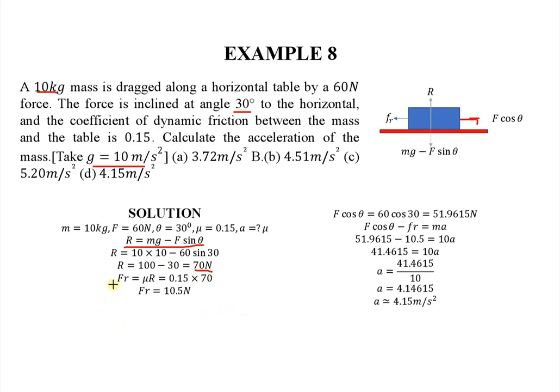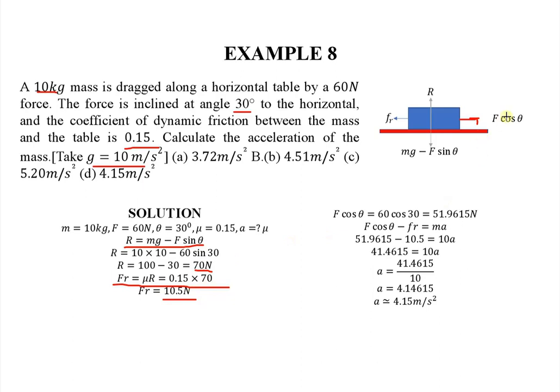So, in this case, the normal reaction is 70 Newton. Now, the frictional force is mu R, which means we are going to have mu times R. Mu is 0.15 times R, which is 70. The frictional force is 10.5 Newton. We've gotten the frictional force.